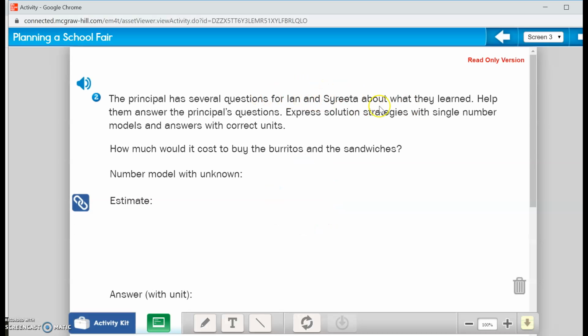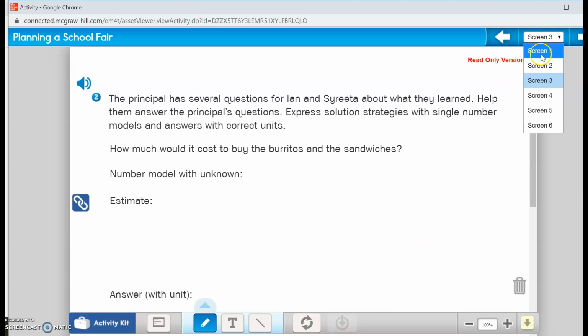the principal. Okay, we know they have several questions. So how much would it cost to buy the burrito and the sandwiches? And so when we see "and," burritos and sandwiches, we could assume that they are asking you to add those numbers together. But again, we're going to have to figure out how much those cost.